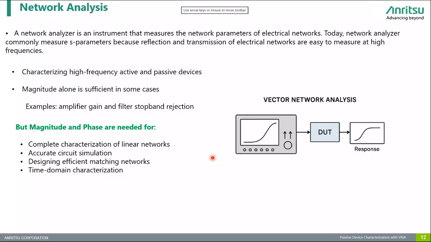Measuring phase allows us to perform accurate circuit simulations, design efficient matching networks, and carry out time domain analysis, such as identifying discontinuities or impedance mismatches. So, while scalar measurements have their place, vector measurements, which include phase, are essential for high precision RF design and troubleshooting. This is why VNAs are indispensable tools in both research and development and production environments.